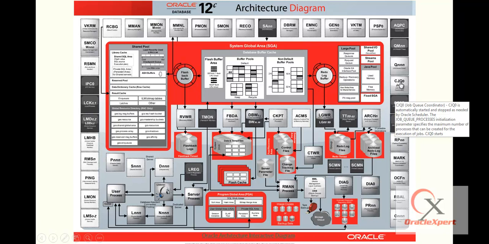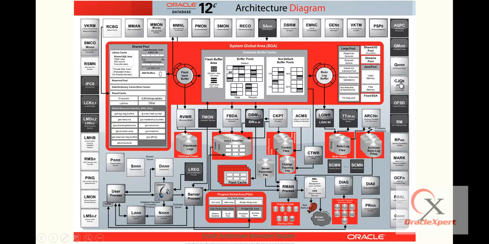CJQ0, which stands for the Job Queue Coordinator. CJQ0 is automatically started and stopped as needed by the Oracle scheduler. The init.ora parameter called JOB_QUEUE_PROCESSES specifies the maximum number of processes that can be created for the execution of jobs. The CJQ0 starts only as many job queue processes as are required by the number of jobs to run and available resources in the system.